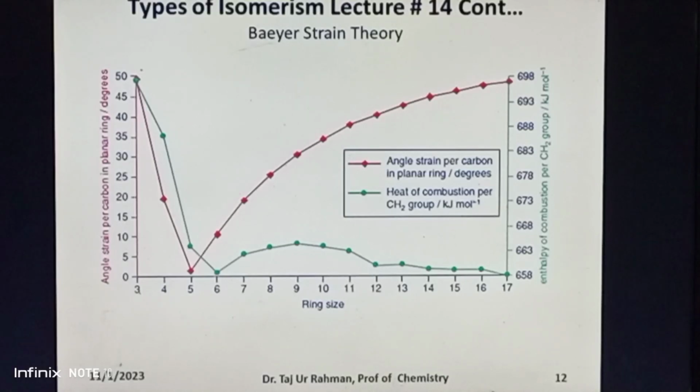The strain doesn't go on increasing as the ring size increases, but instead remains roughly constant after rings with number of carbons up to 14. Cyclohexane with 6 carbon atoms and larger cycloalkanes with number of carbon atoms in the ring greater than 14 all have heat of combustion per CH2 group of around 658 kilojoule per mole, the same value as that of a CH2 group in a straight chain alkane. That's why they are essentially strain free.